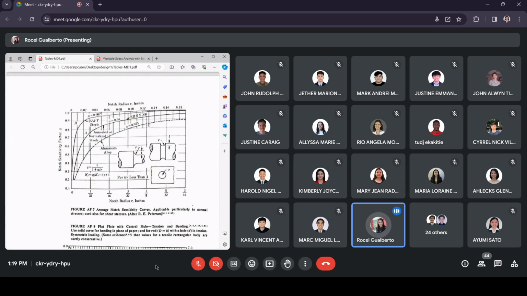Okay, so hand in with you yung copy po. Okay, so how do you use yung figure AF7 to obtain the value of Q? Okay, so yung Q natin, wala. Wait lang po ha. Ulitin ko lang po ate.